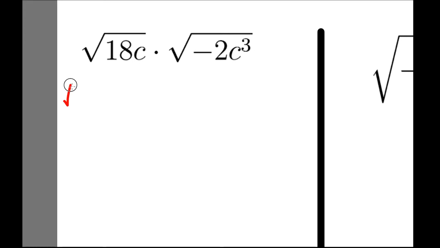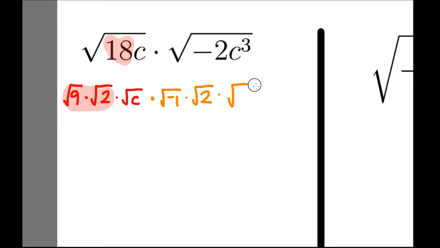So I'm going to pull out the perfect square that's in that 18, which is 9. So the square root of 18 becomes the square root of 9 times the square root of 2, because the square root of 2 times the square root of 9 is equal to the square root of 18. I'll color code this here. And then we're going to multiply it by the square root of c here. Then I'm going to pull out that square root of -1 right away. Then you're going to have the square root of 2 times the square root of c to the third. I'll just write that really quick like that.